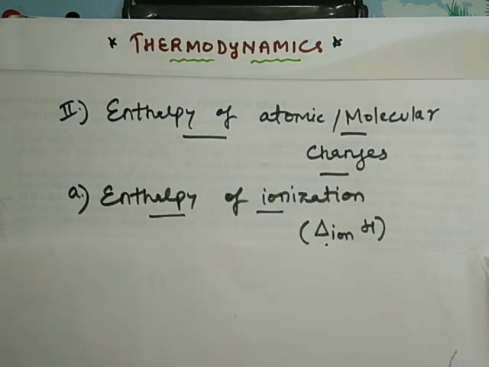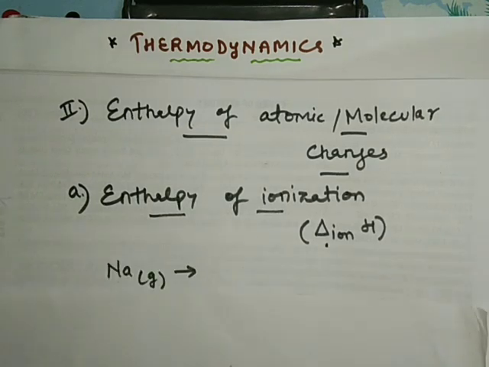Enthalpy of ionization will be denoted like this: delta ion H. Okay, enthalpy of ionization will involve what? Any reaction in which an atom is either gaining an electron or losing an electron so that it is converted into a cation or anion. Okay, now let us consider one example of sodium.